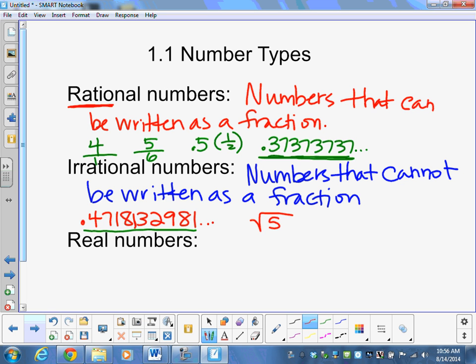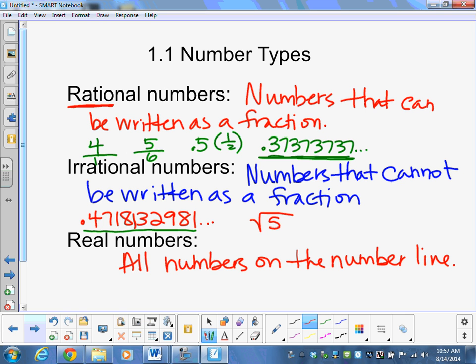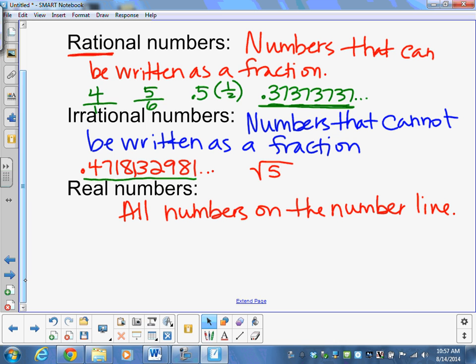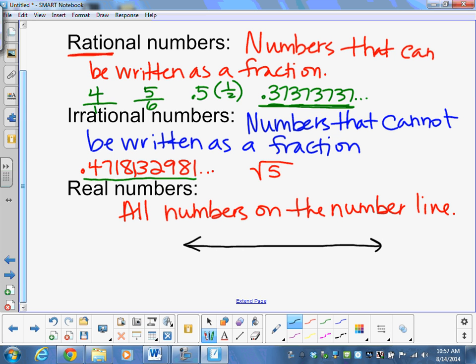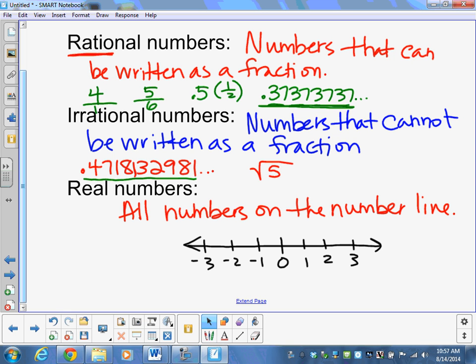Lastly, we've got real numbers. Real numbers are all numbers that are on the number line. So if you think about a number line, the number line you know has 0 at the origin, has negative numbers to the left, positive numbers to the right of the origin. Okay, if you can find a number on the number line, it's real. All the numbers you know at this point in your math career are real.